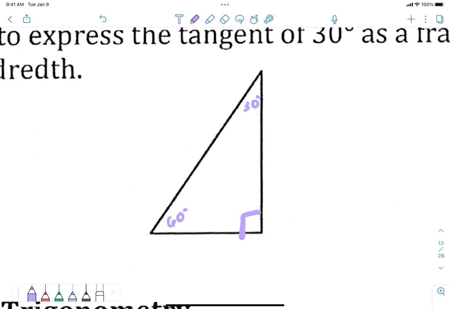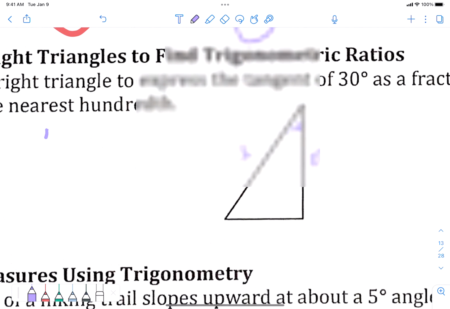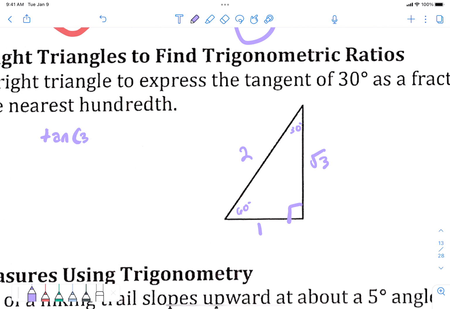Okay, now, what are the sides of a 30, 60, 90? 1, 2, square root of 3. Which one's 1? The bottom. Which one's 2? Hypotenuse is 2. Yep. Square root of 3 is this one. Okay, that's the way that it works. So they're wanting us to find tangent of 30 degrees. Here we go.